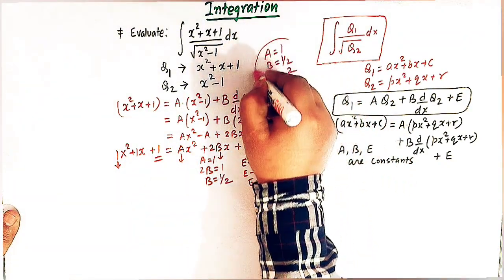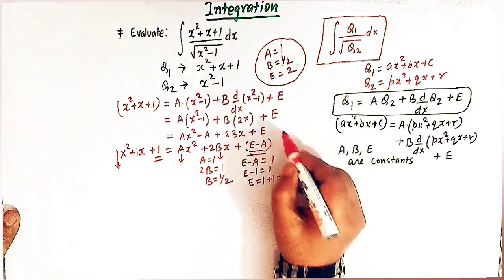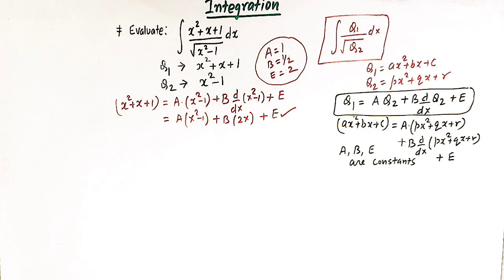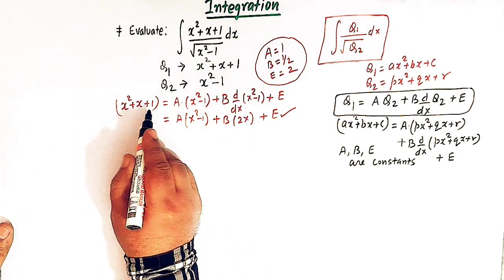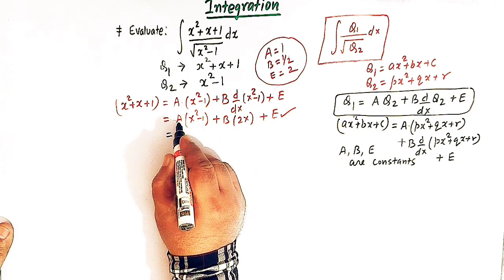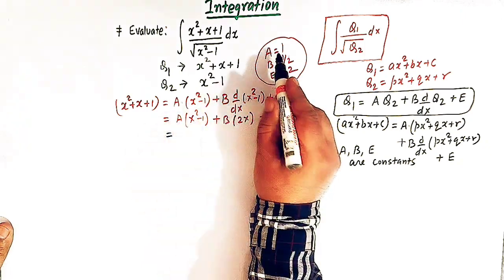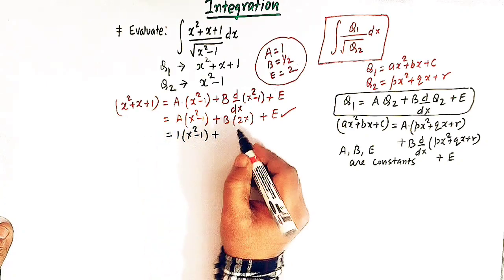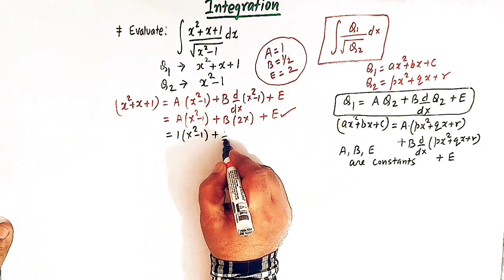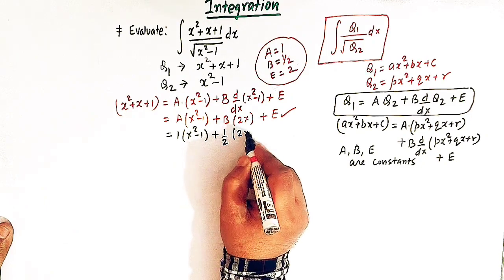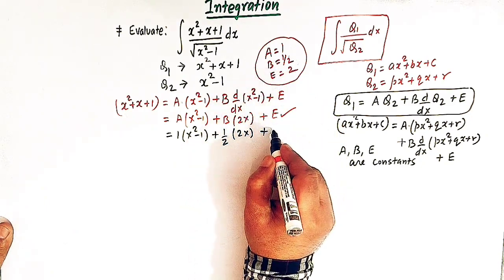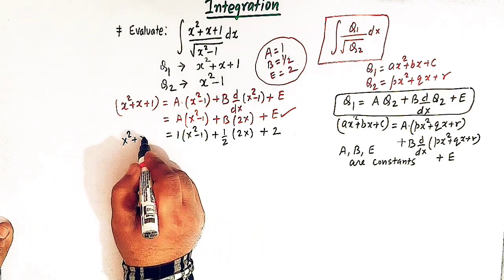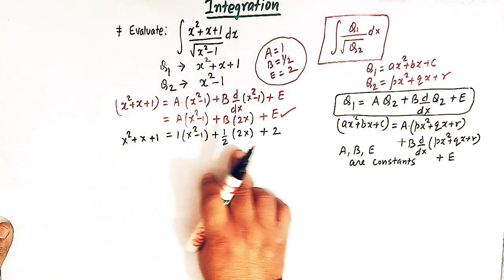So now let us substitute these values in this expression. So now x square plus x plus 1 may be written as, a is 1, so here we have 1 times x square minus 1. Then we have b is half. And here we have 2x, and e is 2, right? Okay, so now we have x square plus x plus 1 is equal to this expression.